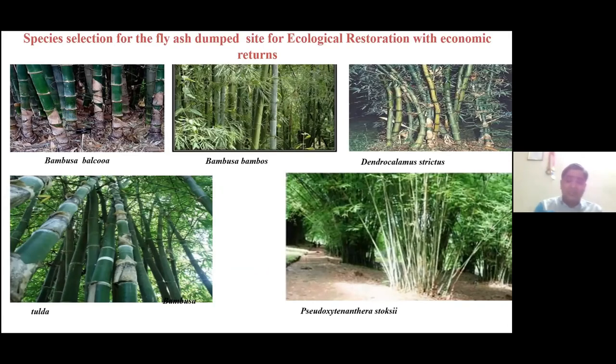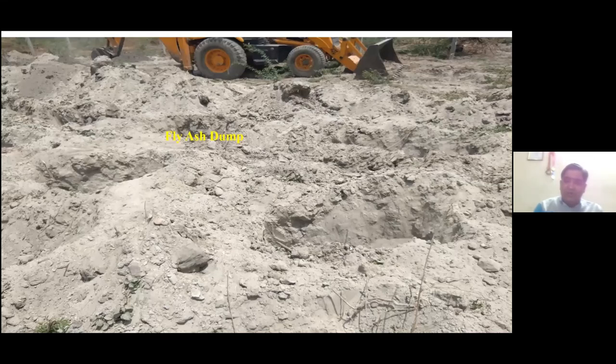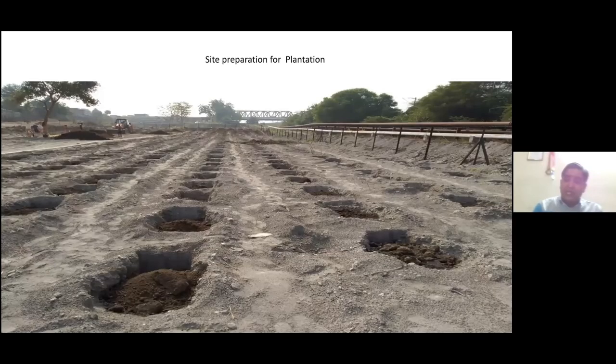So we have selected these types of sites for our study. Just imagine, within a short period of time, we evaluated every parameter and started the work. When we started digging the pits, 1.5 meters deep in the fly ash dump area, within 5 to 10 minutes half of the pit had filled. Slowly, slowly, we started this work. At last we dug the pits and amended them according to our technology.